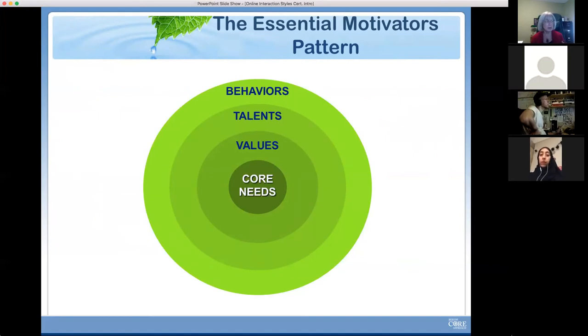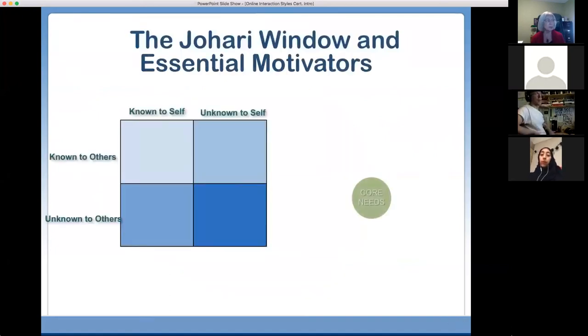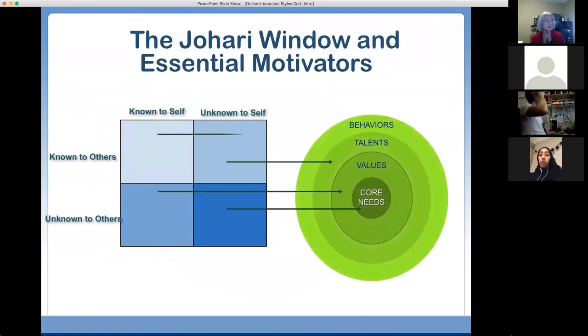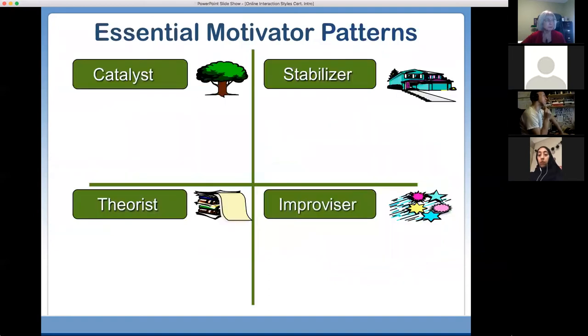And then there are some typical behaviors. And if we look at these with the Johari window, we see that the core needs are the things we don't know about. It's not in the curriculum for child rearing to talk about your core needs. Again, talents we often don't know. We take them for granted, but we haven't named them. And values are often things that we don't know till they're crossed. People don't know about them.